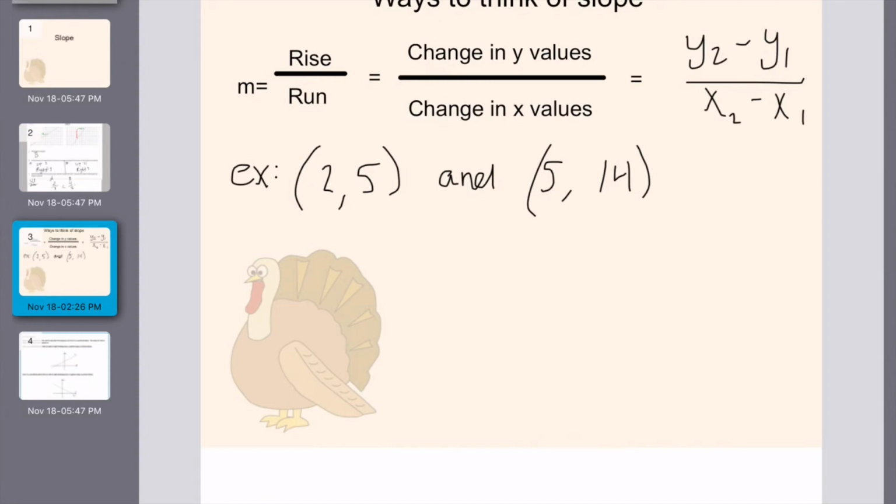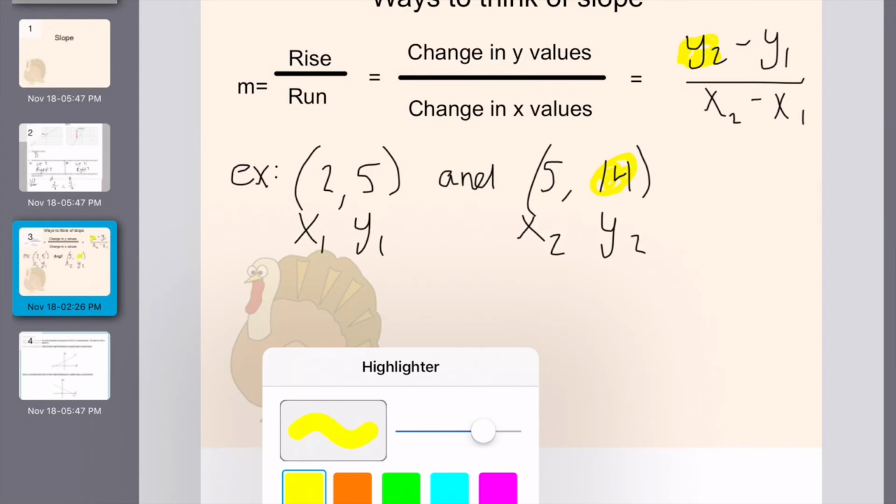So I have an example here to kind of show you how we can go about finding slope using our slope formula right here. So what I need to do is I need to label these points using x1, y1, and x2, y2. That's simply just saying this is my first x value and my first y value, and this is my second x value and second y value. So I'm going to label this as x1, y1, and this is x2, y2. So all I need to do is take these values and plug them into the appropriate spots.